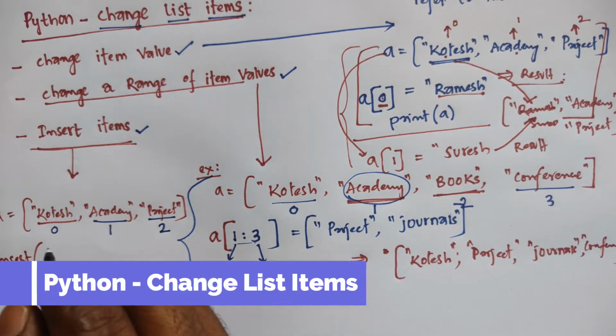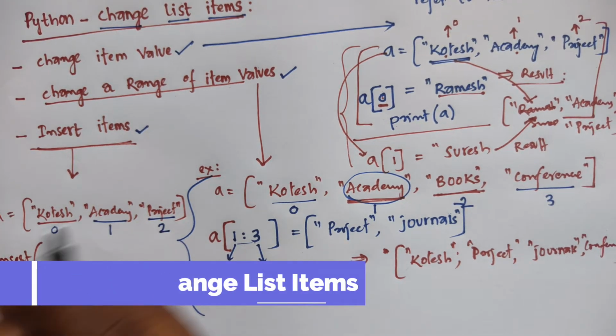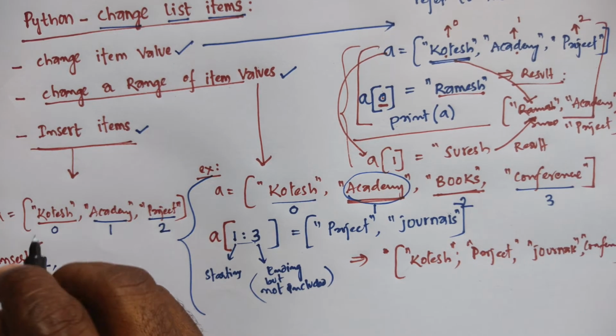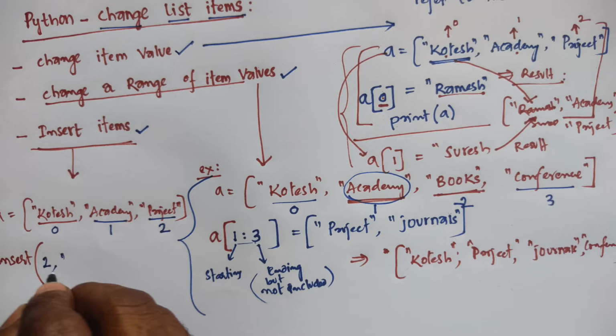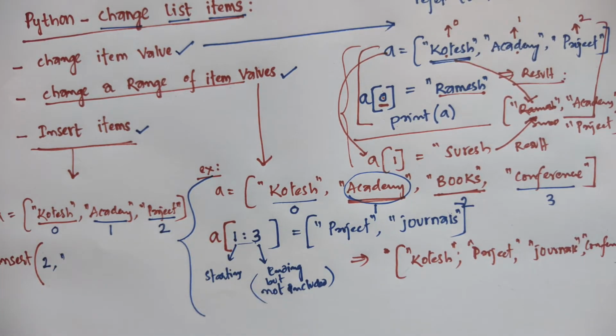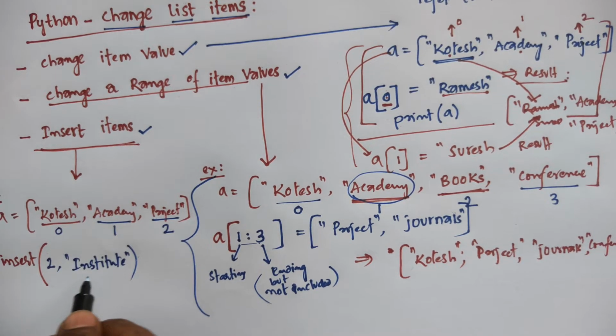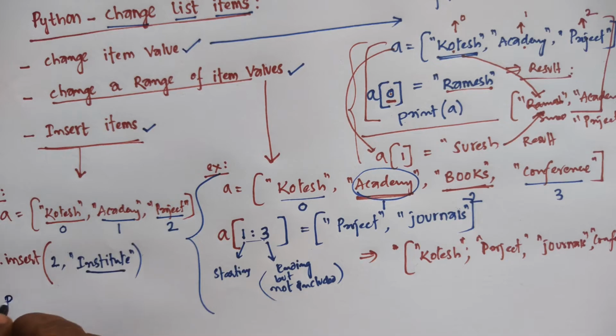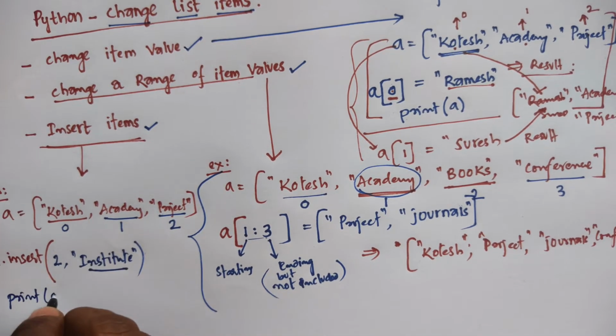Now I have to insert in position number 2. In position 2, which word do you have to store? Now I have to insert institute name in position 2. Then you can write print of A.